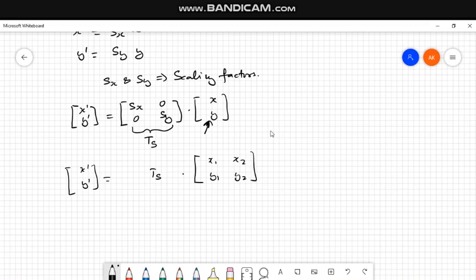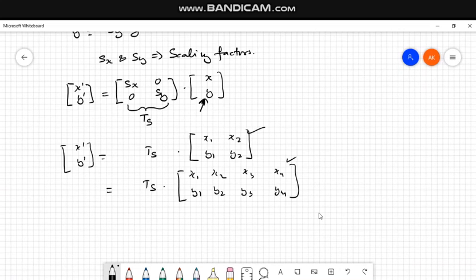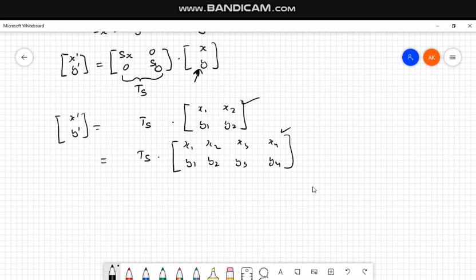Suppose if we have to scale a rectangle, तब क्या करेंगे? TS multiplied by the points x1 y1, x2 y2, x3 y3 and x4 y4. ठीक है, in this way we can scale a rectangle also. जितने कोऑर्डिनेट्स होंगे, कॉर्नर पॉइंट्स होंगे, वो यहाँ पर हम ले लेंगे. ठीक है, मल्टीप्लिकेशन में प्रॉब्लम नहीं आएगी. एक एग्जांपल देखते हैं.